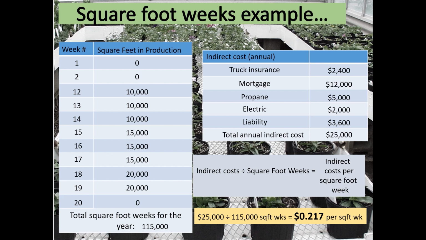So when it comes time for me to figure out how much each of these crops cost, and I know that any given crop has a certain number of square foot weeks, I will allocate $0.217 for each of those square foot weeks.